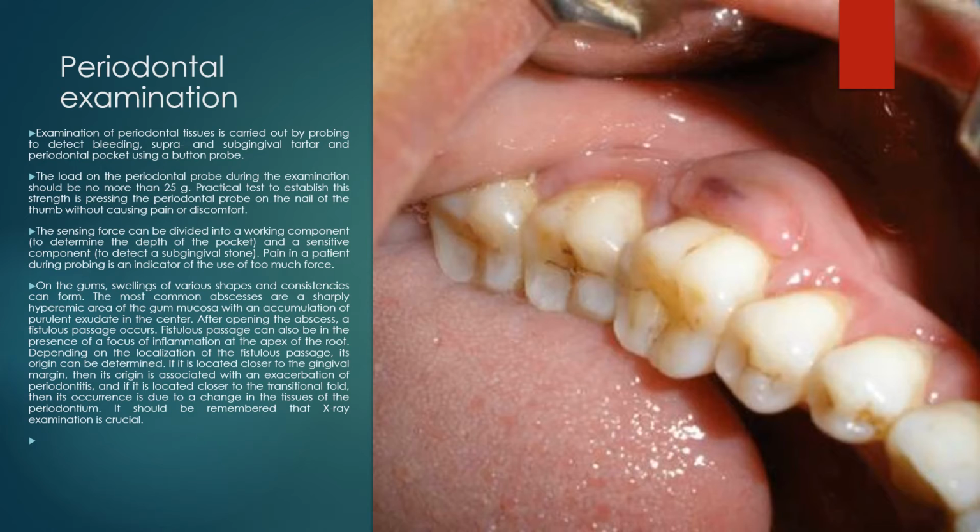On the gums, swelling of various shapes and consistencies can form. The most common are abscesses, a sharply hyperemic area of the gum mucosa with an accumulation of purulent exudate in the center. After the opening of the abscess, a fistulous passage occurs. So you can see in the picture here something looking like a periodontal abscess with some hyperemia, and if you see this, you can suppose that there is some periodontal disease in the patient.